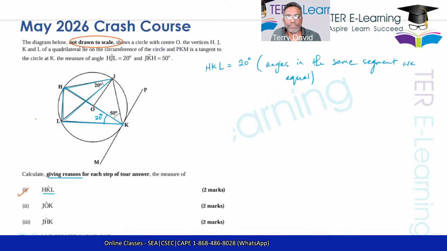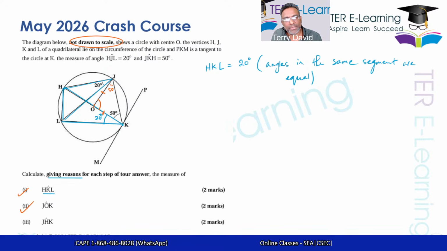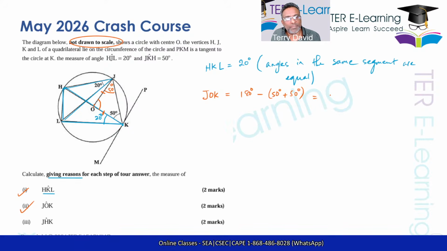Now part two, we want to work out JOK. Where is JOK? Again, you have to go to the diagram and make sure you understand where this is. For JOK, we're going to make use of the fact that OJ is a radius and OK is also a radius. So this angle across here is 50 degrees because you're dealing with an isosceles triangle. So JOK is equal to 180 minus 50 plus 50. That's going to give us 80 degrees.